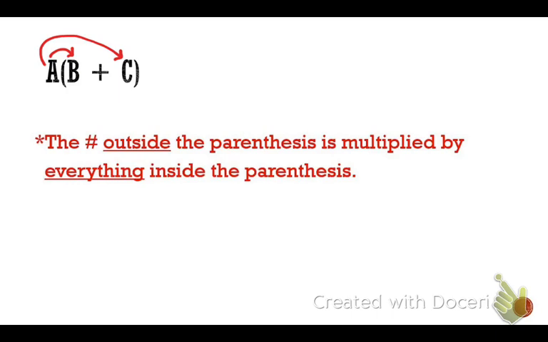What this means, A times B, is known as AB. Then I've got a positive A times a positive C. So that would be known as positive A times C.